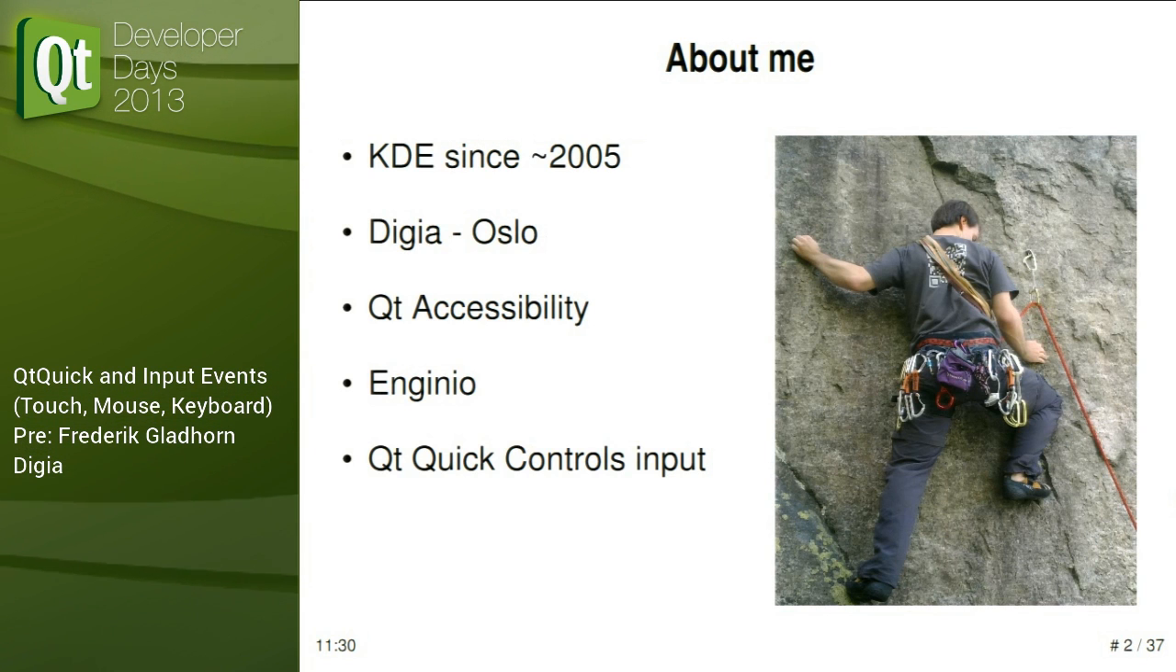Let me introduce myself first. My name is Frederik Gladhorn. In the greater picture of Qt, I maintain accessibility. I have been working on Ingenio lately, and I worked with the QtQuick Controls team quite a bit on input, and I have learned a few things there that I thought might be worthwhile sharing. I work in Oslo with Digia, and being in Oslo also enables me to sometimes head out into the forest.